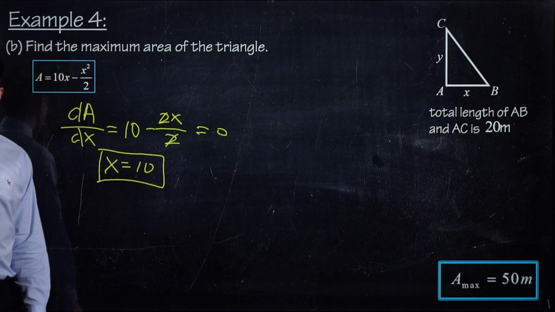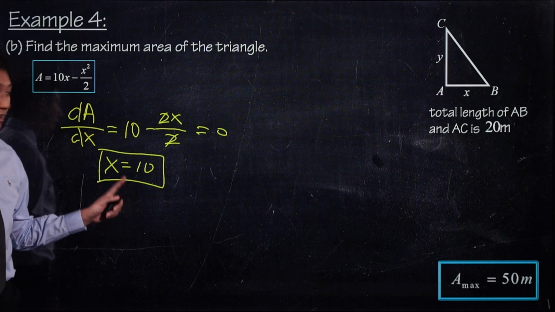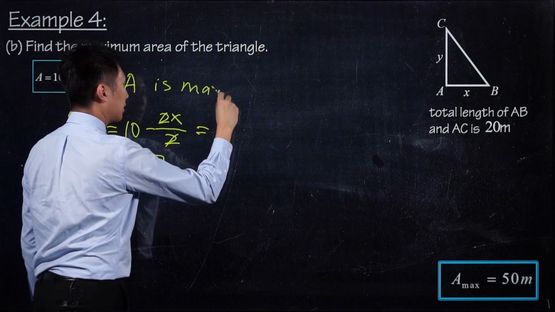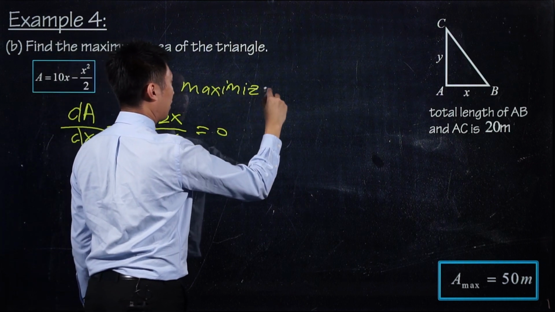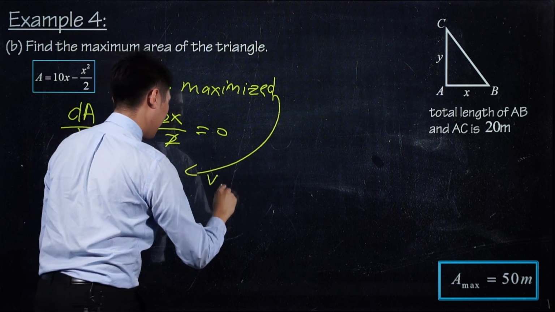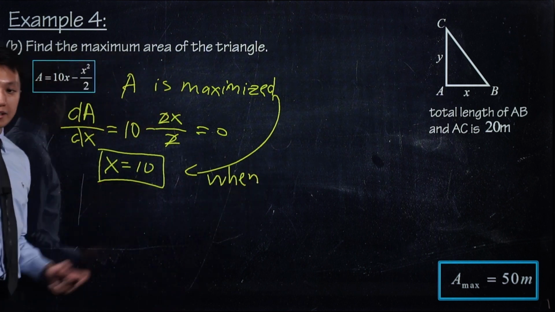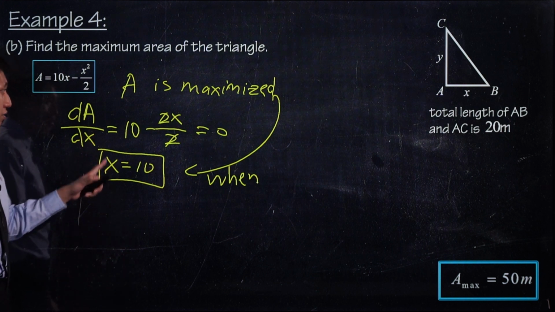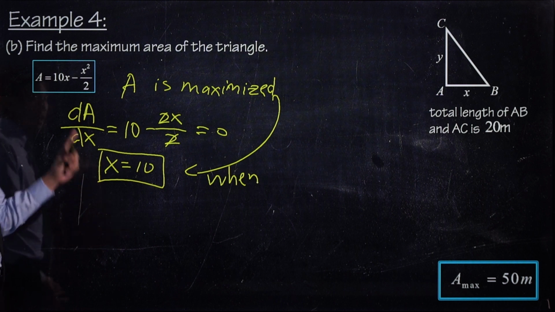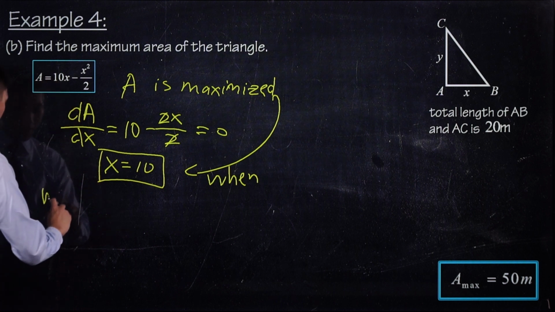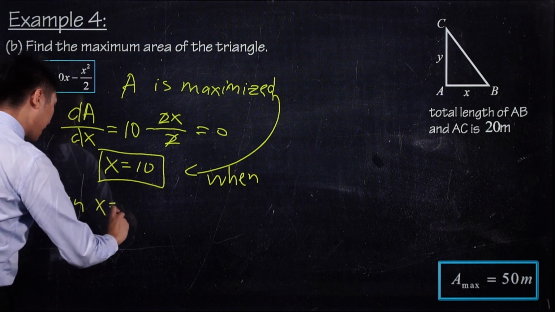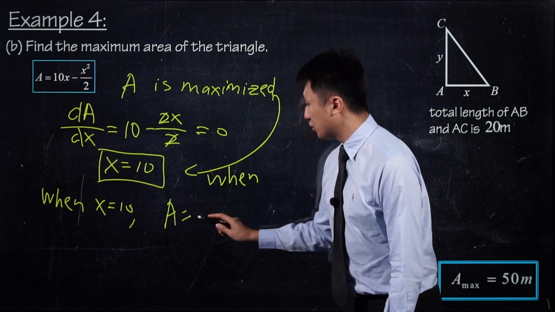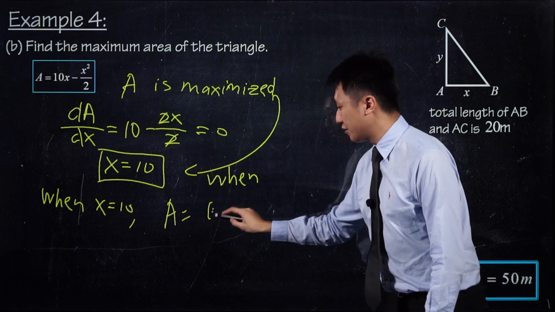Am I done? No, I'm not done, because I only found that A is maximized when x is equal to 10. I haven't found the maximized area. So in order to find the maximized area, what do I do? I substitute the x into A. So when x equals 10, I substitute into here. So A equals 10 times 10, which is 100.